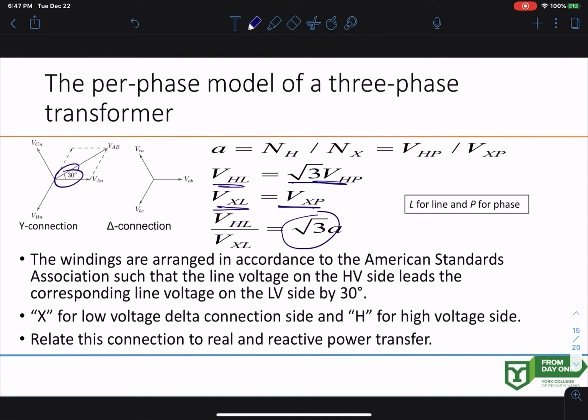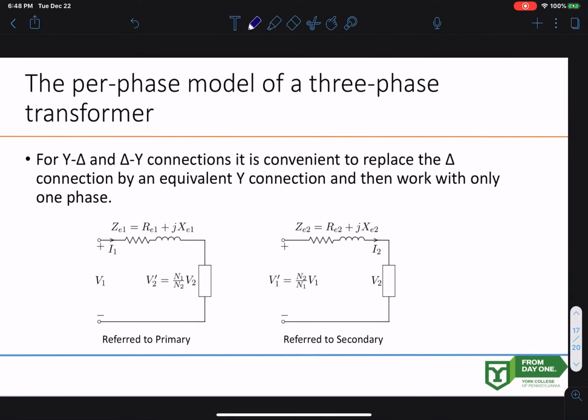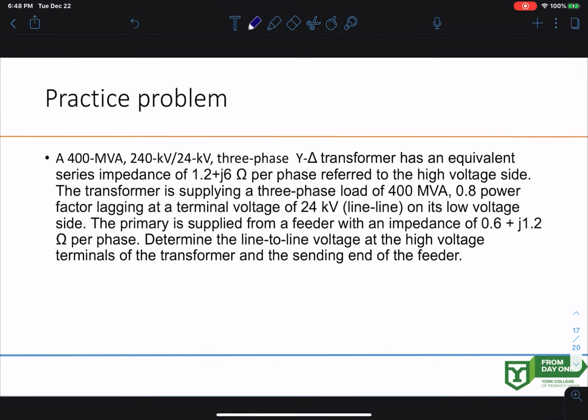All right. So in a Y connection transformer, the advantage is the line-to-line voltage is √3 times higher than the line-to-line voltage of the delta connection. And you can multiply that with the turns ratio. If you have a turns ratio a, then you'll get more voltage step up. Because of that, for step up, we use delta for the primary and Y for the secondary. And for step down, we use Y for the primary and delta for the secondary. I'm going to do this in class.